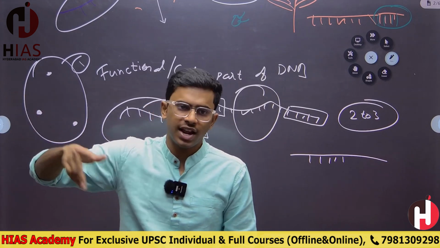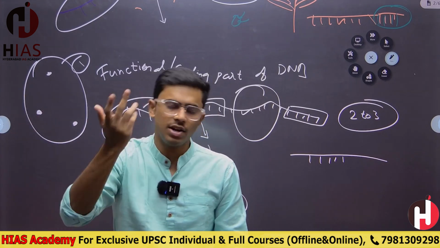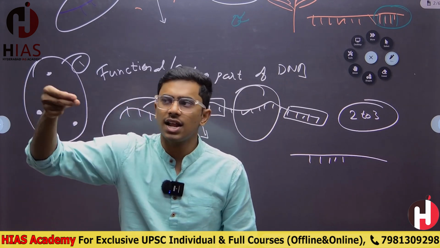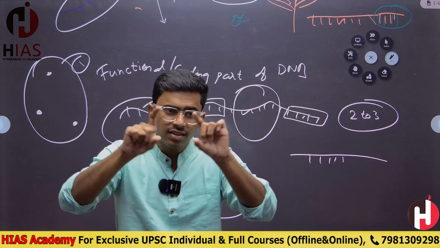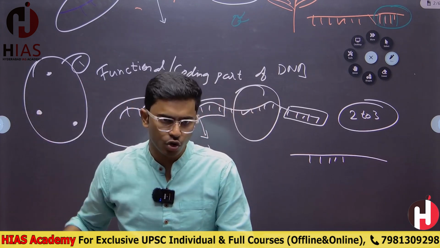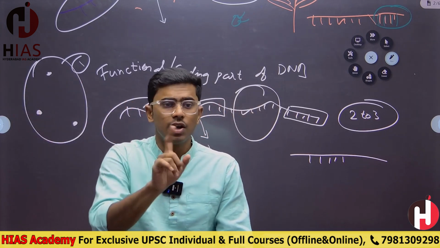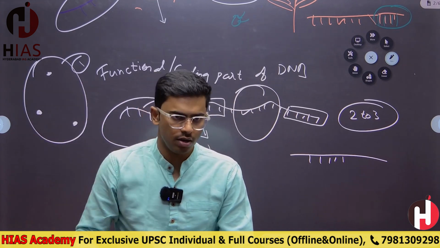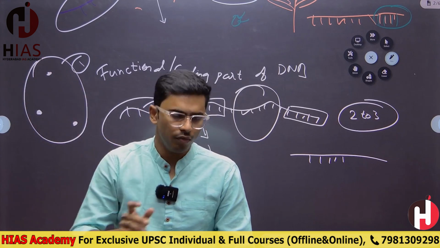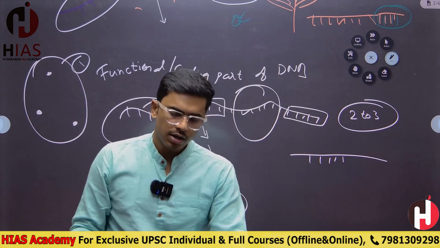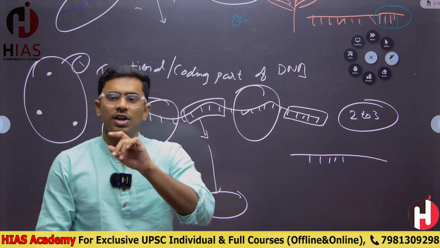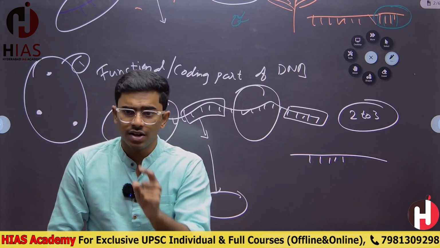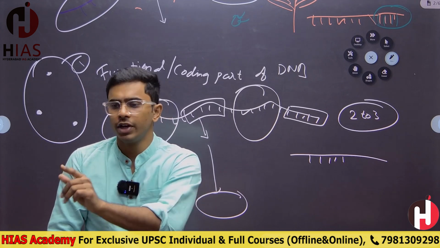So 97% of your DNA doesn't get translated into a protein. Okay, that doesn't mean it is not useful. I simply said it doesn't get translated into a protein. It might play a different role. We'll discuss that. But now, a gene is always specific to a trait. I repeat, a gene is always specific to a trait.